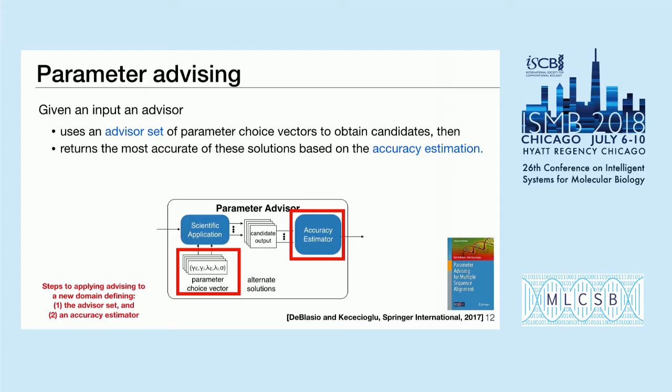So to apply this from multiple sequence alignment into transcript assembly, or into any domain actually, requires two things that you have to do to reapply it. The first is coming up with the advisor set, which is just the collection of parameter choice vectors that you're going to use for parameter advising, and then coming up with an accuracy estimator.